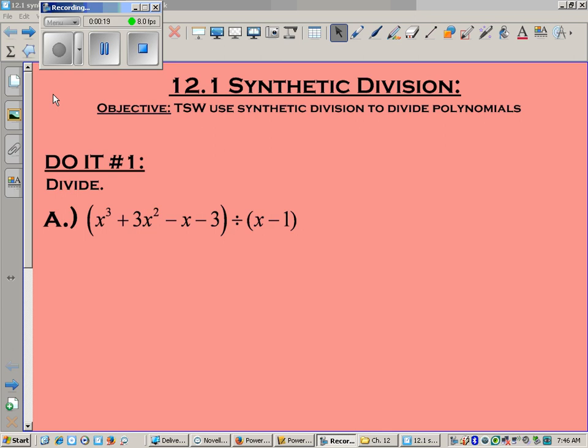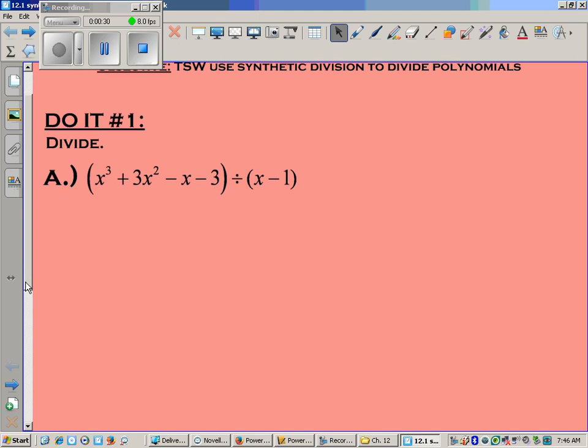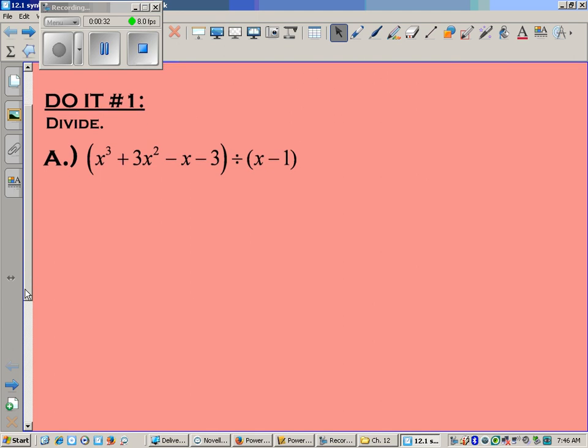If I give you this big long polynomial, x cubed plus 3x squared minus x minus 3, and I ask you to divide it by x minus 1, instead of doing long division, what we can use is called synthetic division. Okay? For synthetic division, some teachers set it up a little bit differently. I always set it up like this, kind of with a little box and then a line.